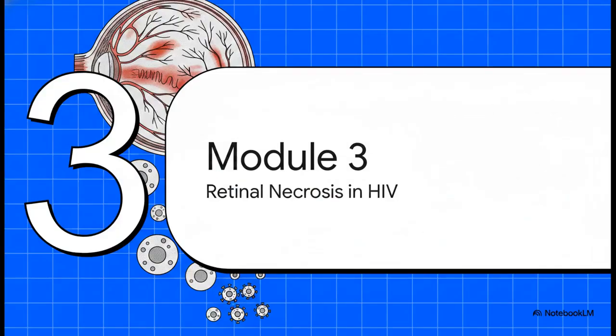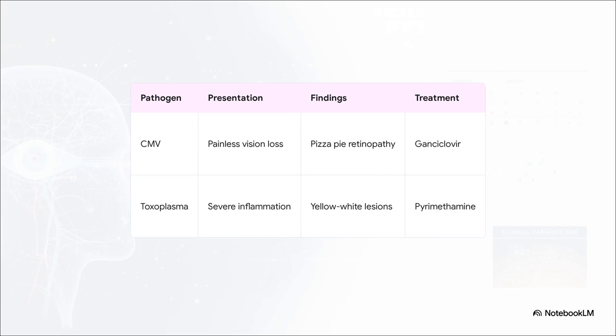All right, Module 3, opportunistic retinal necrosis in immunodeficiency. We are now targeting the evaluation of ocular manifestations in advanced immunodeficiency, specifically focusing on AIDS patients with CD4 counts below 50. Deploying our next data matrix, we've got to separate CMV retinitis from ocular toxoplasmosis. In a patient with a CD4 count strictly under 50, CMV presents with painless, progressive vision loss and floaters.